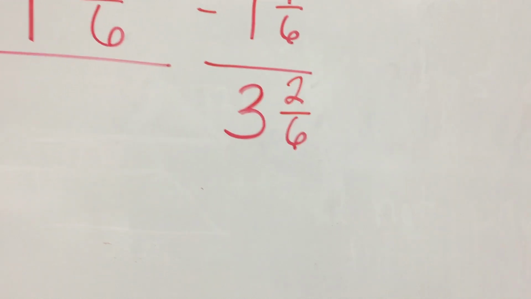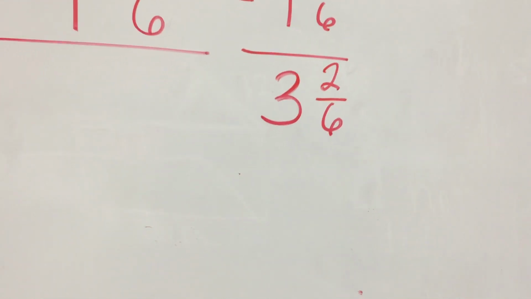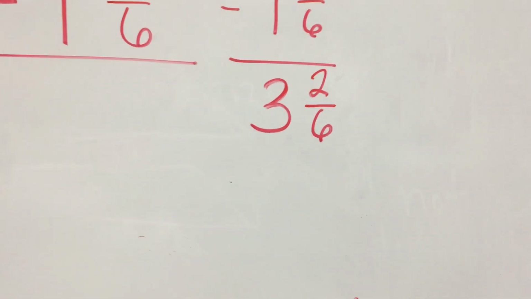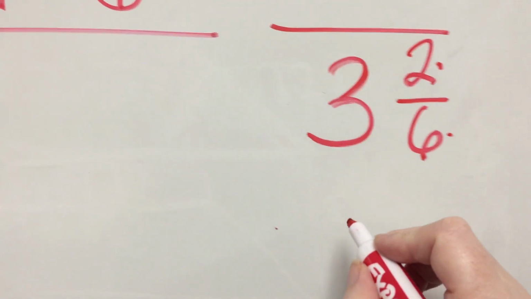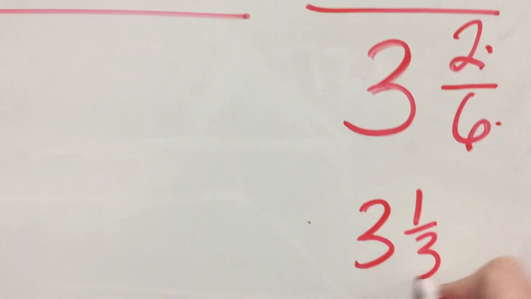Now, there's one more step. 2/6 is not in simplest form. You can reduce that if you divide the top by 2 and the bottom by 2. So our final answer is 3 and 1/3.